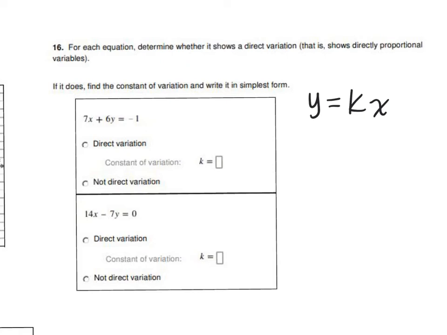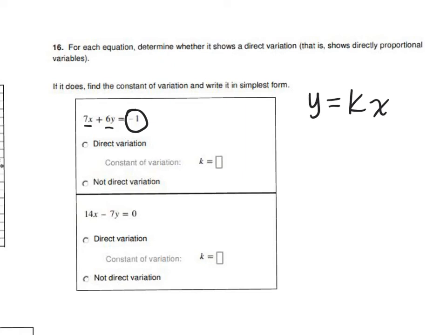If I see a number that is not being multiplied by x or y, if there's an extra number, a constant, that means it's not direct variation. So if we look at the first one, it says 7x plus 6y equals -1. I have this -1 here.